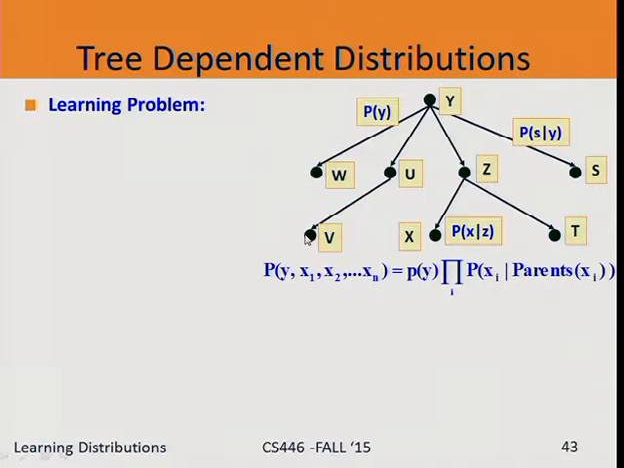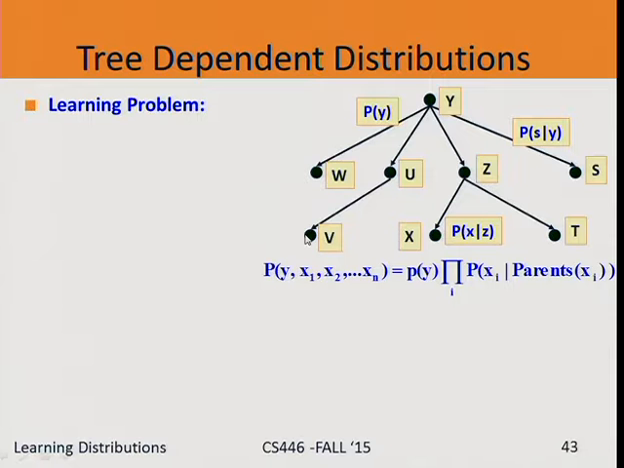How many parameters did you need when you wanted to learn naive Bayes? If n is the number of nodes, how many parameters do you need? N times the number of values each variable can take. Let's assume they're Boolean variables. Anyhow, it's linear in the number of variables.